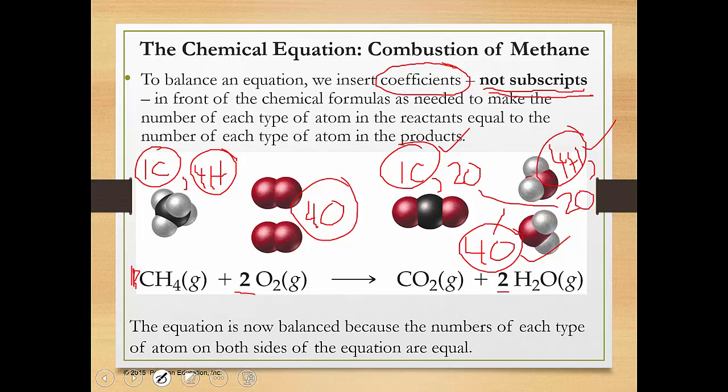The equation is now balanced because the number of each type of atom on both sides of the equation have become equal. So nothing got created, nothing got destroyed, it just got rearranged. We were able to take the Lego blocks over here on the left, break them apart, and rearrange them to make the new Lego buildings over on the right. That's all we're doing. We're popping them apart, putting them together a different way.